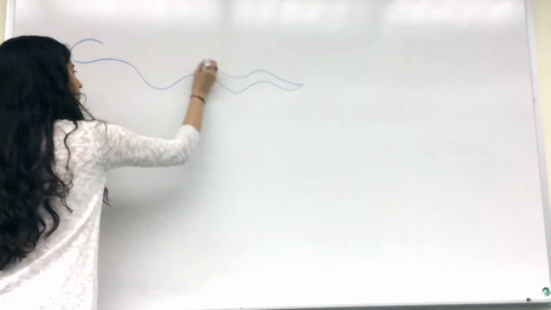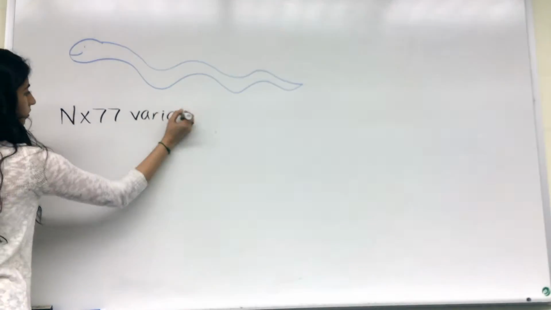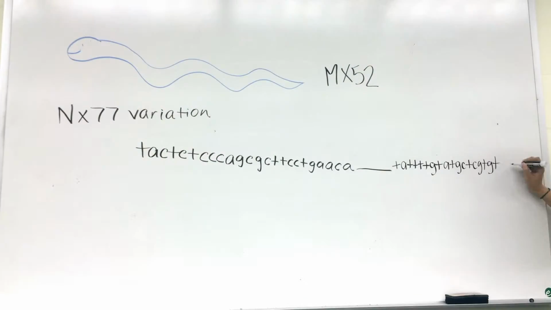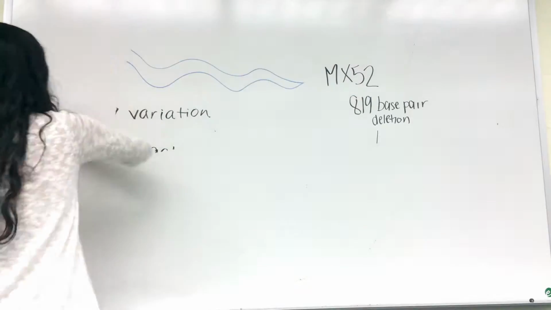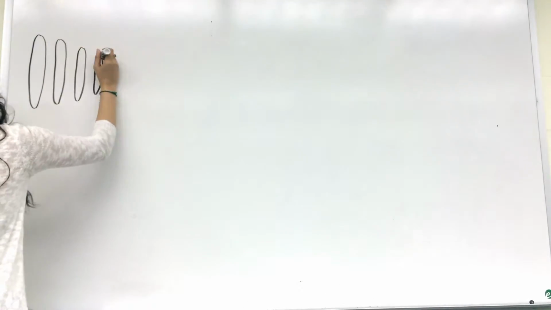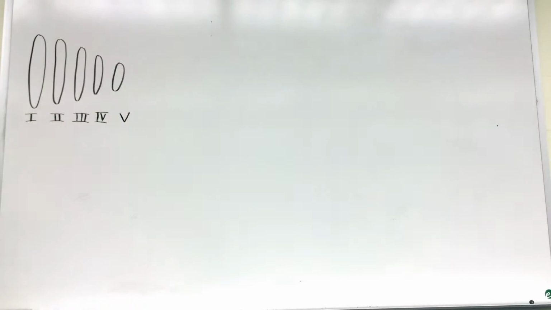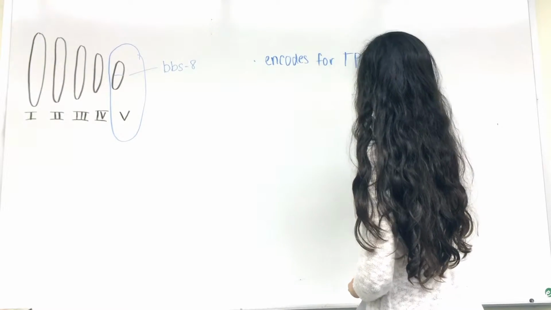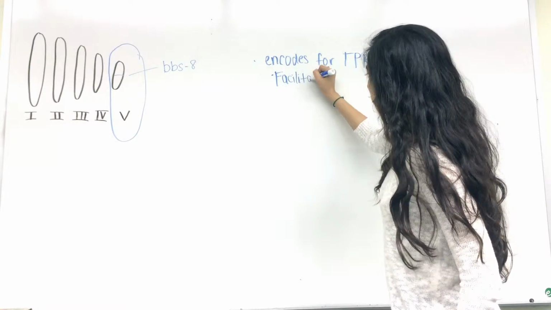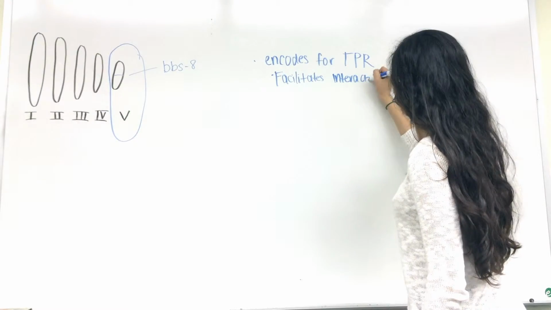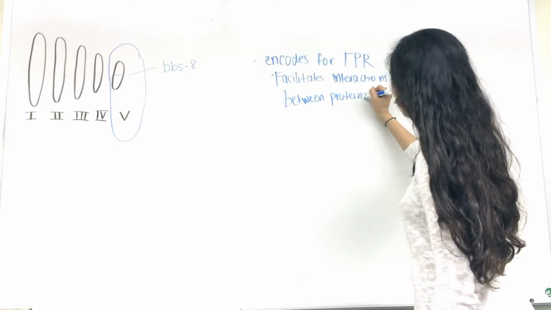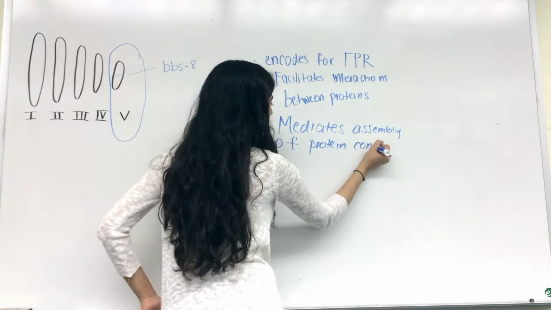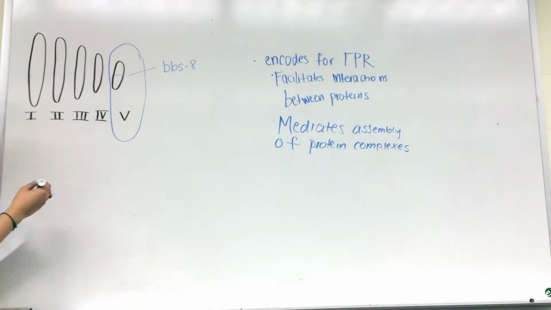In our project, we characterized the C. elegans strain MX52 that contains an 819 base pair deletion in the BBS8 gene and compared it to wild type. In C. elegans, BBS8 is located on chromosome 5 and encodes for a tetratricopeptide repeat, also known as TPR. TPR is a protein-to-protein interaction module found in many functionally different proteins that facilitates a specific interaction with partner proteins, as well as mediates the assembly of multi-protein complexes.